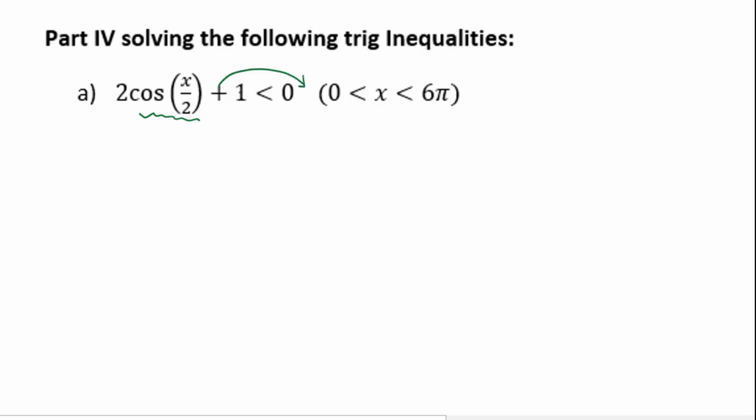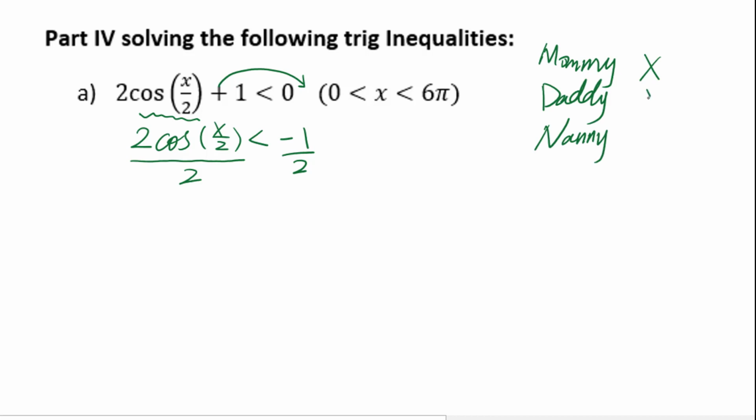Move 1 to the right side, so you have 2 cosine x over 2 less than -1. Then we divide both sides by 2. Remember the rule for inequality. We will use this: mommy, daddy, nanny. Multiply or divide by a negative number, we need to switch the symbol for a linear inequality. Since we divided by positive 2 on both sides, the symbol stays.